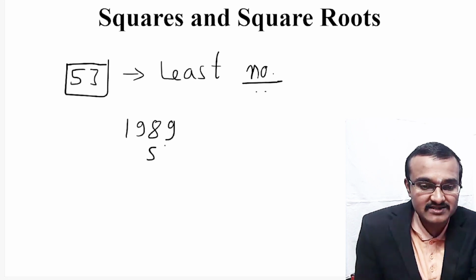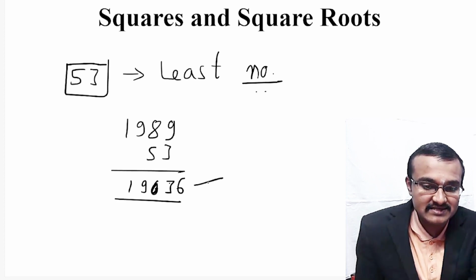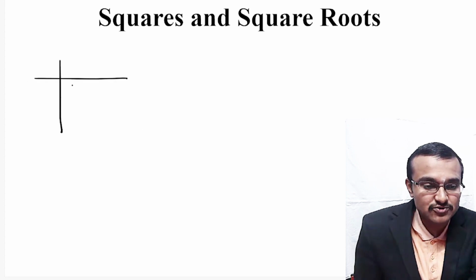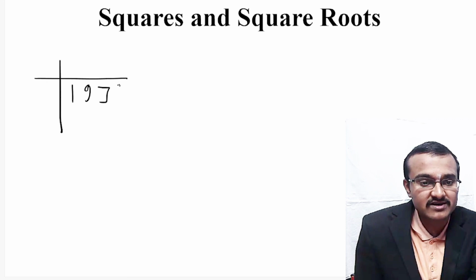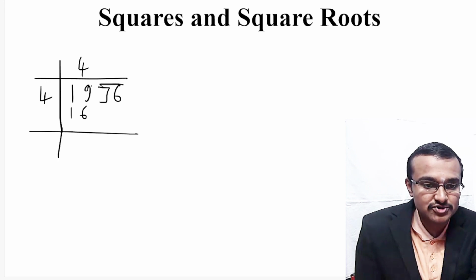So when you actually subtract this 53 from 1989, you will get 1936. So this particular 1936 is a perfect square. So the second part of the question tells that you should actually find the square root of this particular 1936. So you can follow the same method and you can easily find the square root. Here also you should group this.